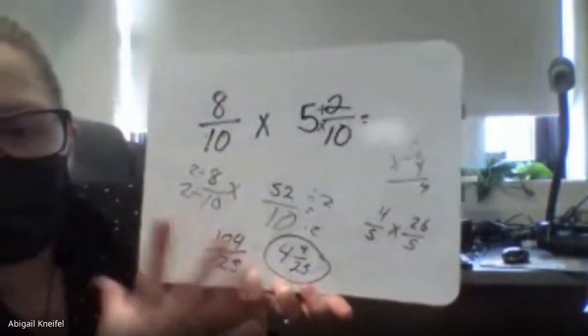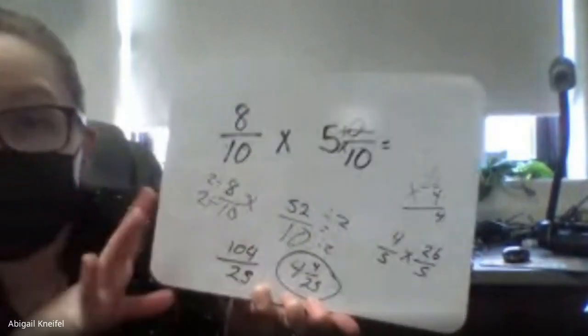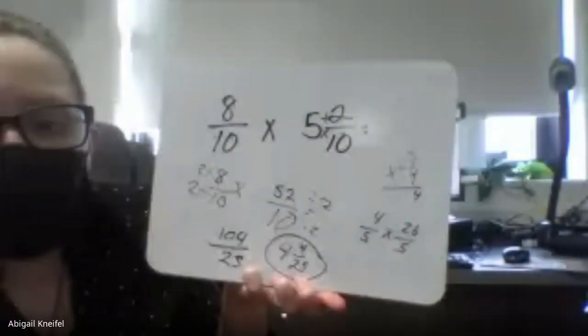All right, so this was the final answer. If you didn't get it, that's okay. That's why we worked it out together. But if you have even numbers, you can always cross simplify by 2. Always, always, always, okay? You have to remember that.